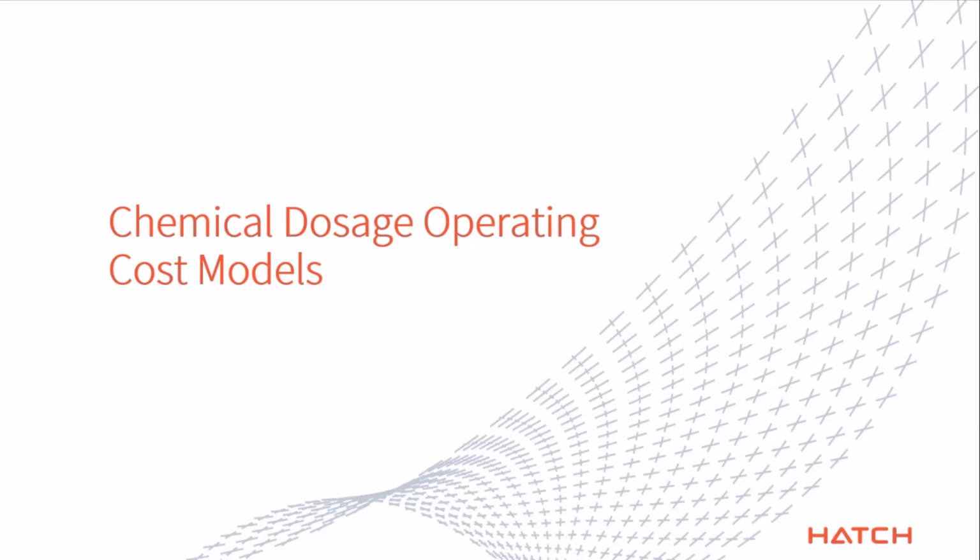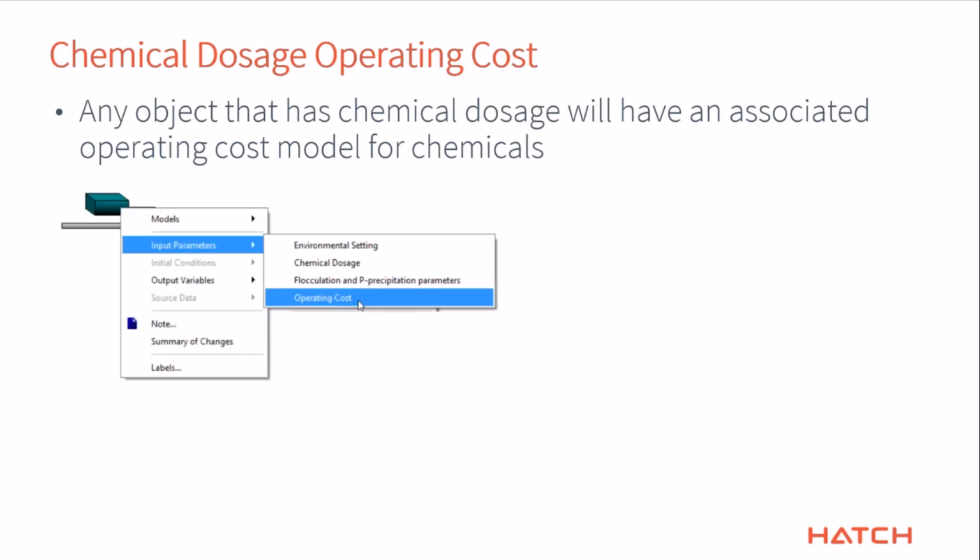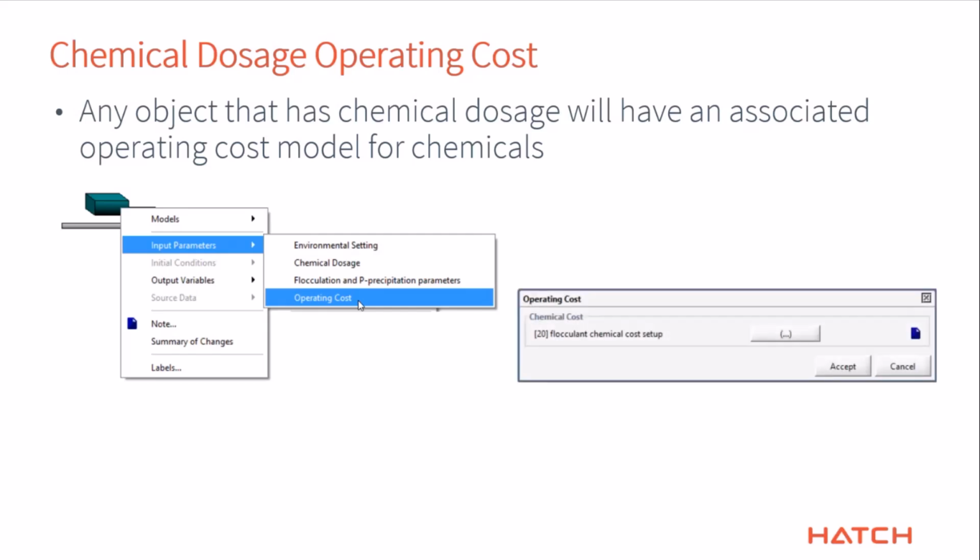Okay, and the last thing from me right now will be the chemical dosage operating cost model. So I'm just going to say very few words there. Any object that has chemical dosage will have an associated operating cost model for those chemicals. And you can get at that menu by right-clicking on the object, going to Input Parameters, Operating Cost, and you will be presented with a menu.